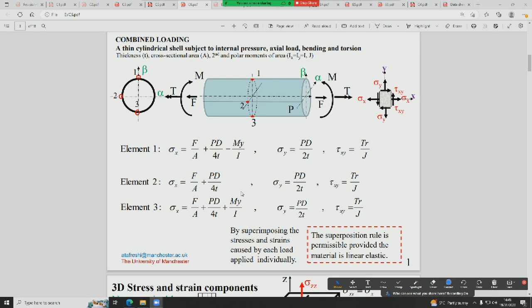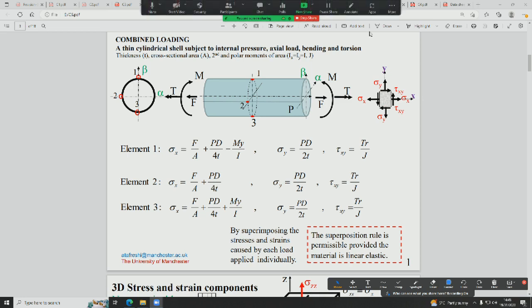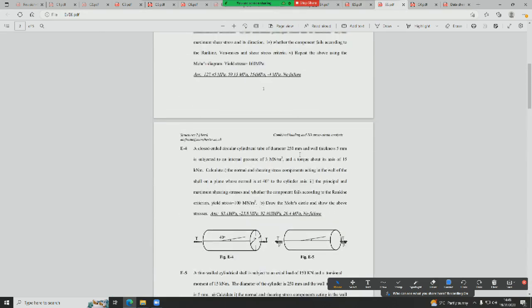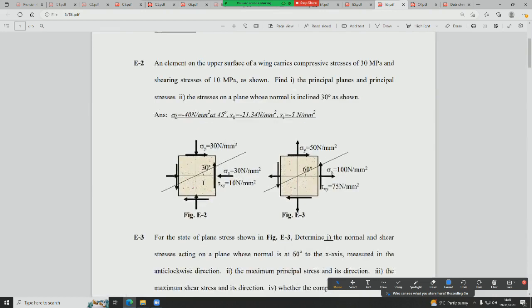Yes. Which chapter? Chapter 6, question number 2. Okay, what about question number 2? You asked to find the angle of the principal planes. Because you've got 30 megapascals going both ways, when you use the formula 2 theta equals tan inverse of 2 tau over sigma x minus sigma y, you end up with 45 degrees for the principal plane. Yes, very good.